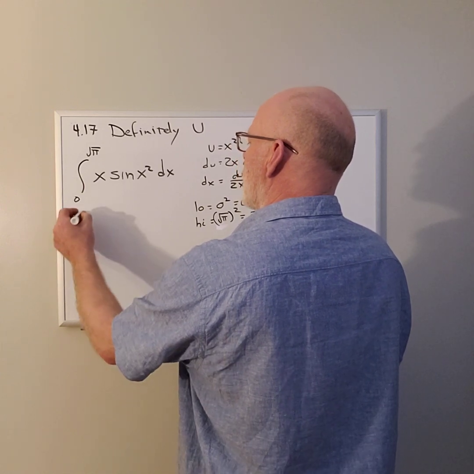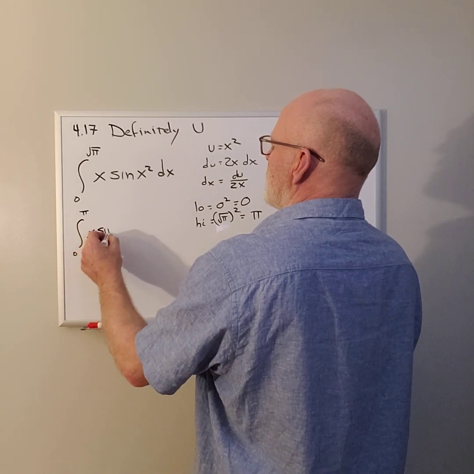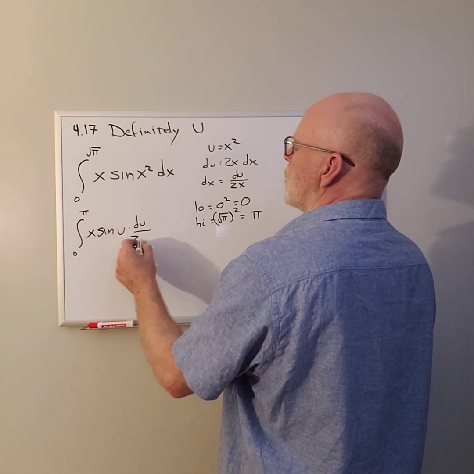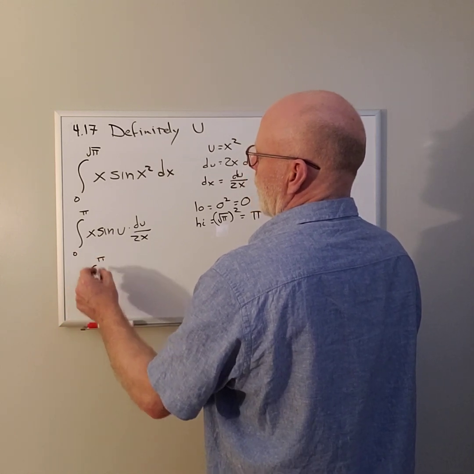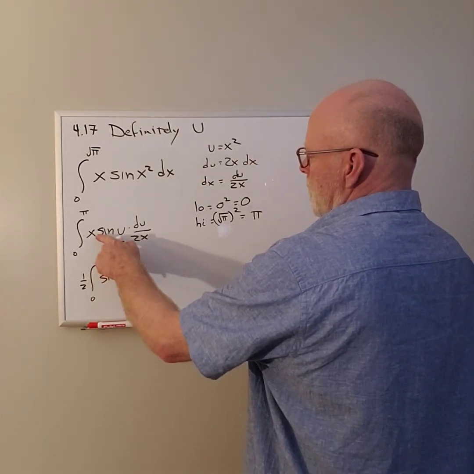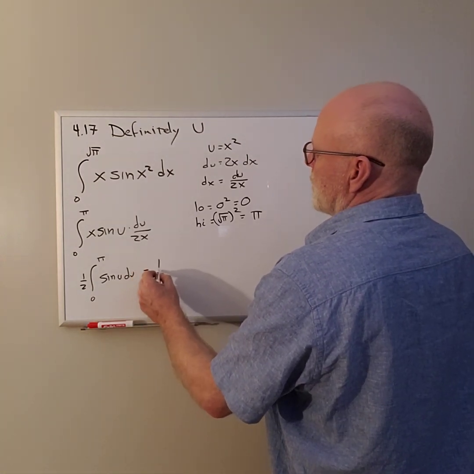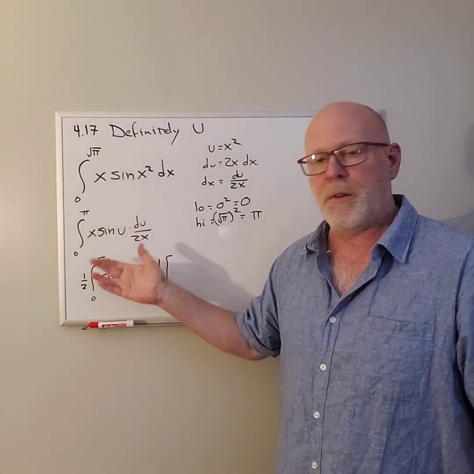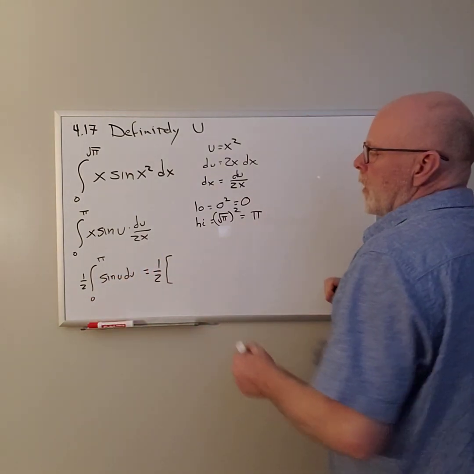Our integral from 0 to pi of x sine of, replace the x squared with u, and then replace the dx with du over 2x. That's going to give us 1/2, 0 to pi, sine u du. X's cancel, and we bring the 1/2 out in front. And I've said it before, I'll say it again. After you do the substitution and the adjustment and simplification, you should have something that's really easy to deal with. If it's not, you're not doing it right.